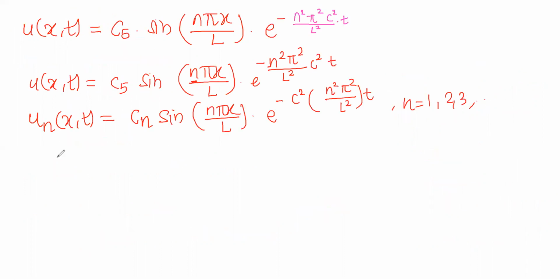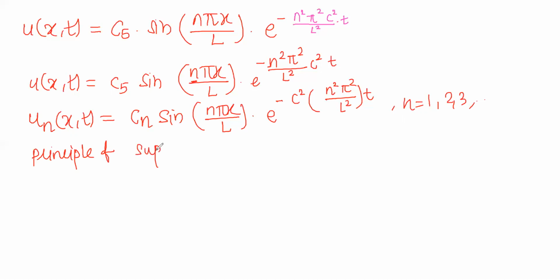Fine. So we got un of x,t equal to cn sin n pi x upon L and e power minus c square n square pi square upon L square t. Now this is un of x,t. So that means for each n I'll be getting a different solution. So that means what? Do I have infinitely many solutions for a heat equation? No. So there comes the principle of superposition. Okay, by principle of superposition.